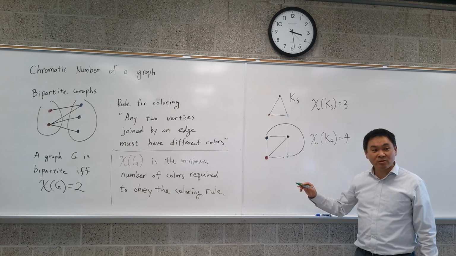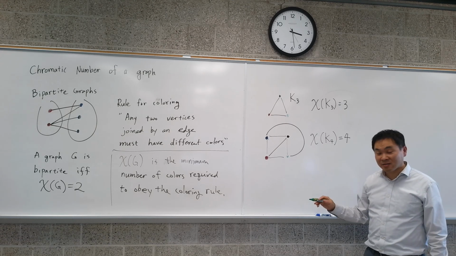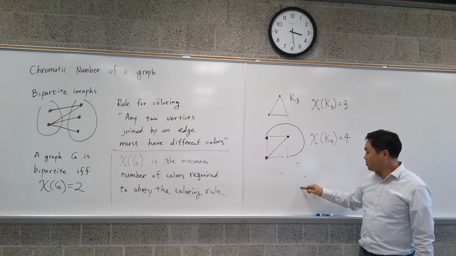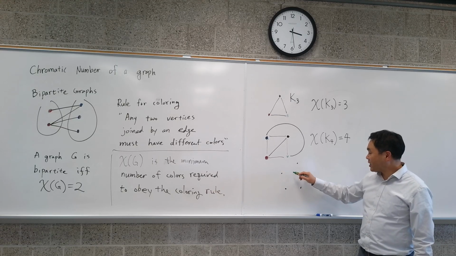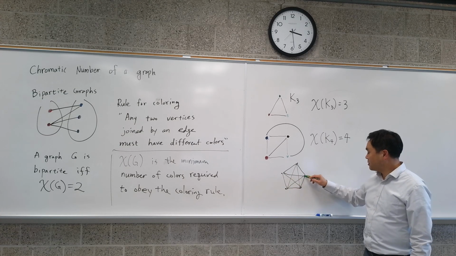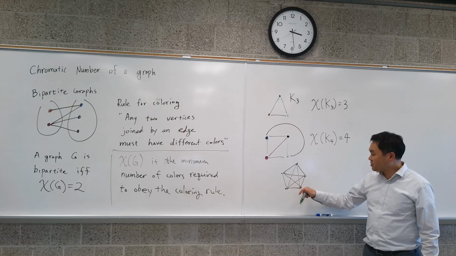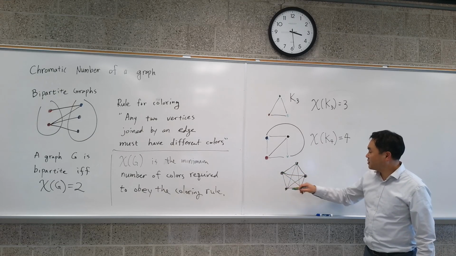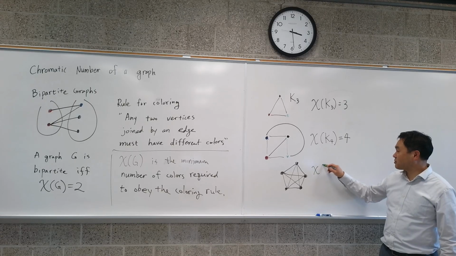Now K5 is the first complete graph that's not planar, so you need to draw it so that the edges overlap. So you have this and then. Okay. So these are not vertices. You just have 5 vertices. Okay, what's the chromatic number for K5?